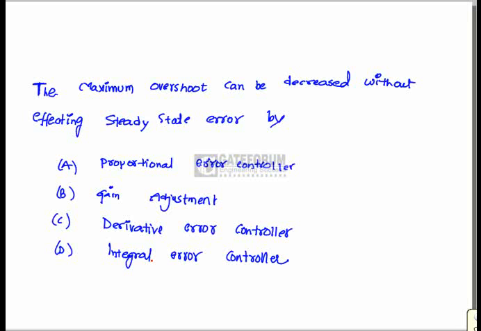Question is, the maximum overshoot can be decreased without affecting steady state error given by option A, proportional error controller, option B, gain adjustment, option C, derivative error controller, option D, integral error controller. If we go through the concepts of proportional, derivative and integral error controllers, we know the derivative error controller is going to reduce the maximum overshoot but without affecting the steady state error. Hence, option C is correct.